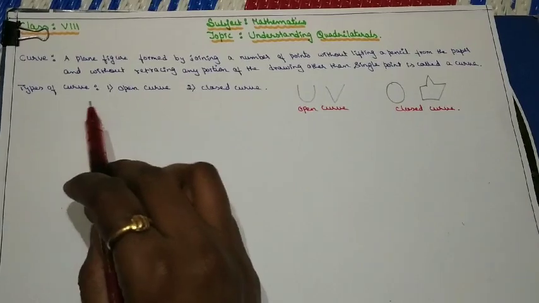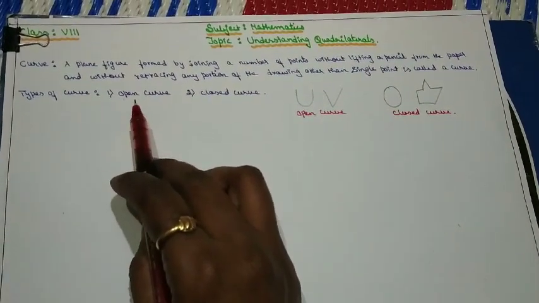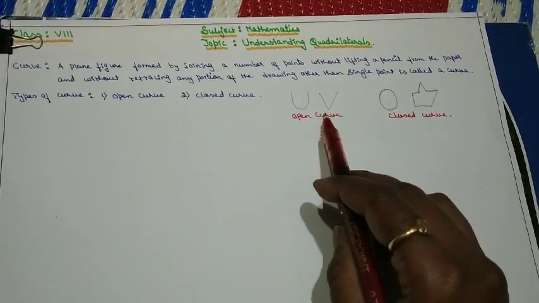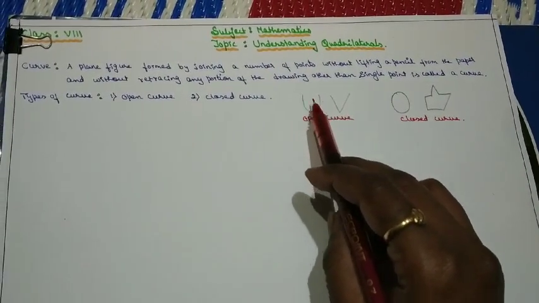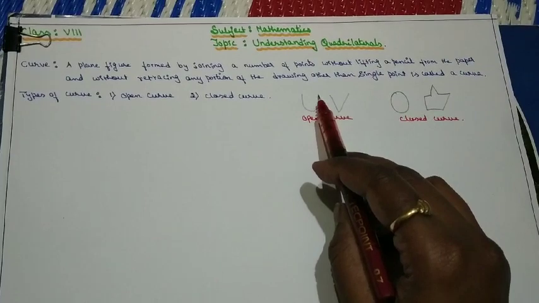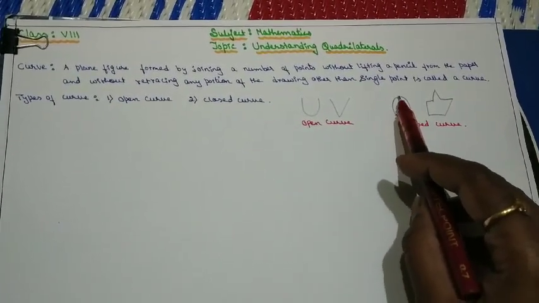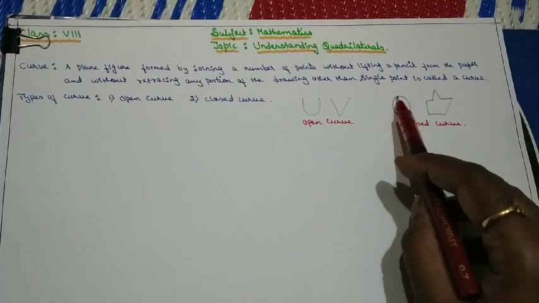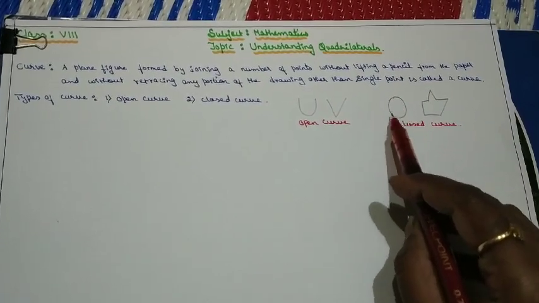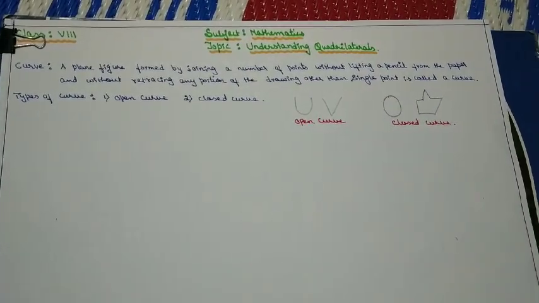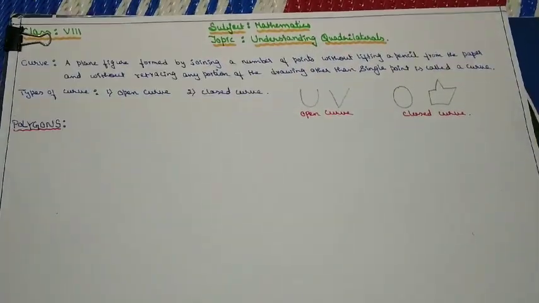We have two types of curve. One is open curve and the other is closed curve. Open curve means starting from one point and ending in another point, whereas closed curve means starting from one point and ending in the same point in a closed manner. So these are the examples for the open curve and the closed curve.